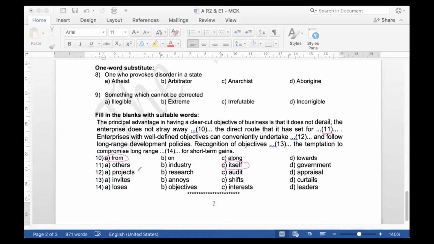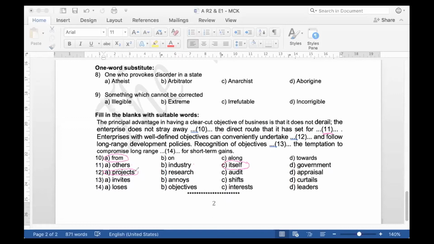Now question number 12. Now look at the paragraph. The enterprise with well-defined objectives can conveniently undertake dash. What is it? Projects, research, audit, appraisal. The project is the best suitable word over there. And follow long-term development policies. Recognition of objectives, 13. The answer choices are initiatives, annoys, shifts, curtails.